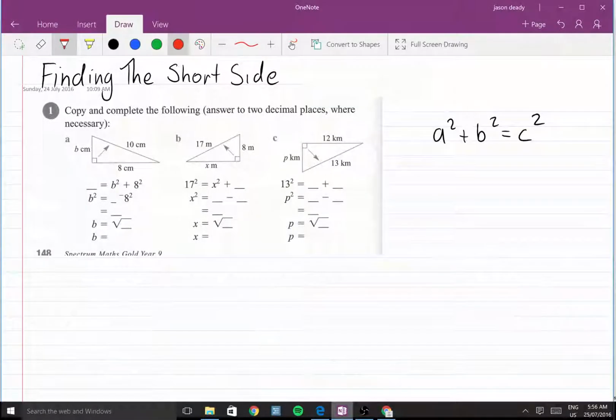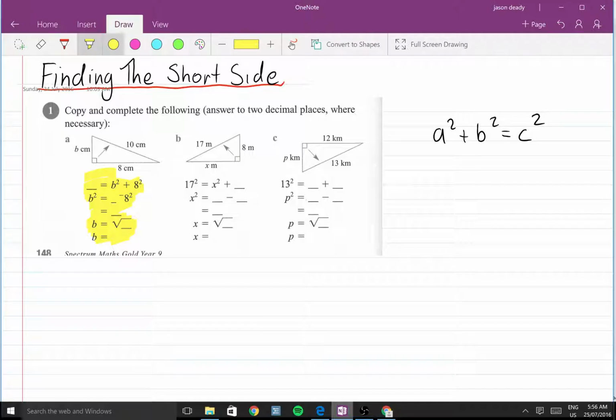Hi guys and girls, today we are finding the short side, and giving us a little bit of a leg up by setting out the problem for us. This is to practice setting out the problem the way they want us to do it, so that when we come to setting out the problem, we know what it looks like and we're ready to go.